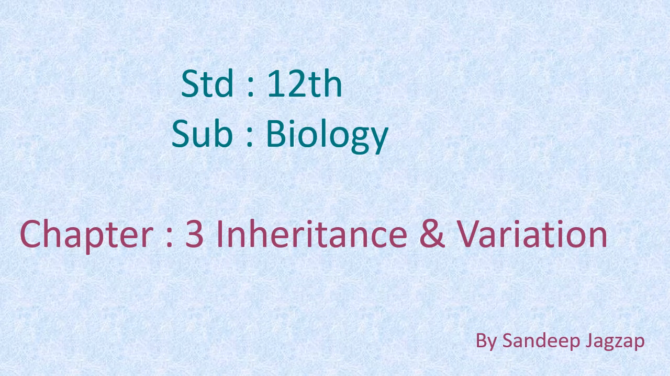Hello students, we have started a new chapter number 3, Inheritance and Variation. In our previous session, we have learned the topics chromosomes and mechanism of inheritance, reasons for Mendel's success, and 7 pairs of contrasting characters selected by Mendel. In this session, we are going to study different terms, also called terminology used in the study of genetics.